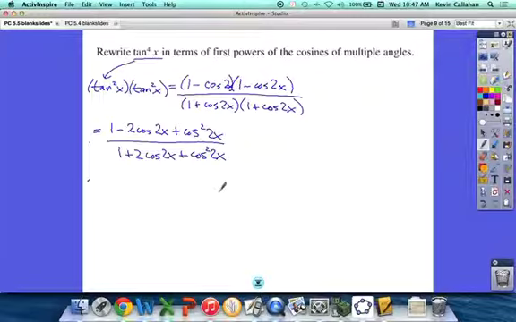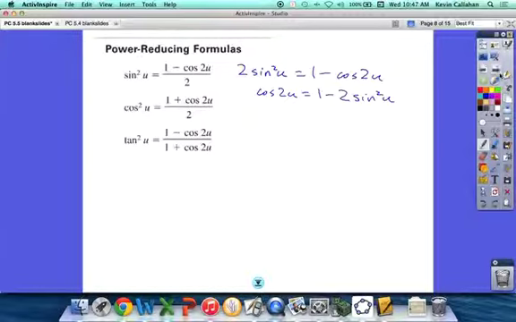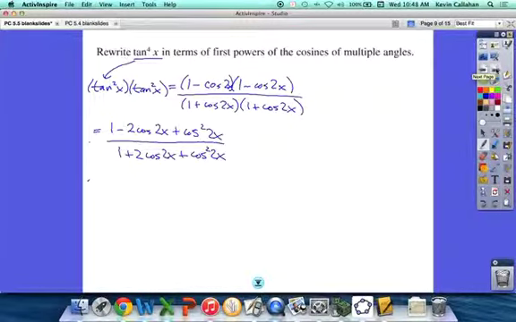Okay, did we answer the question? Did we rewrite it in terms of first powers of the cosines? Not quite, because we've still got this cosine squared of 2x. So how are we going to deal with that? How do we reduce the cosine? 1 plus cosine 2u over 2. Right. So now we need to do that twice, once in the numerator, once in the denominator.